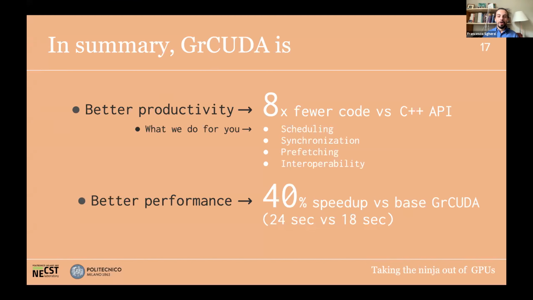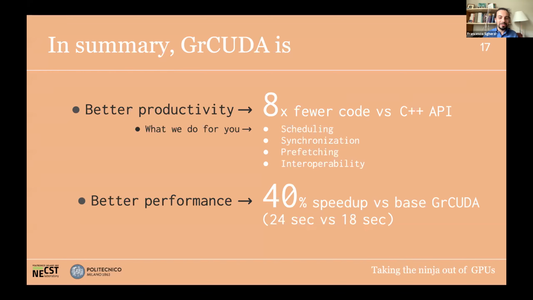So in summary, what do we give you? Of course, we give you better productivity because you can write fewer lines of code, which makes the developer experience much better. But of course, it is not just the developer experience. We also give you better performance. We perform asynchronous scheduling and automatic synchronization, we perform prefetching, and we offer interoperability between different languages which can all access the inner CUDA API.